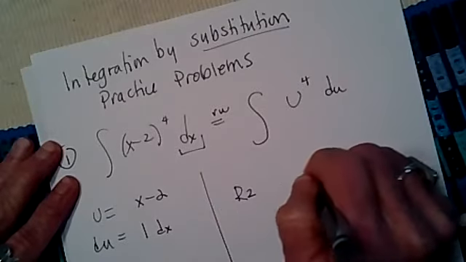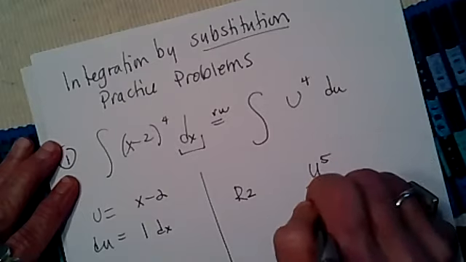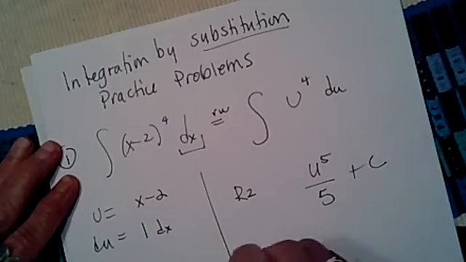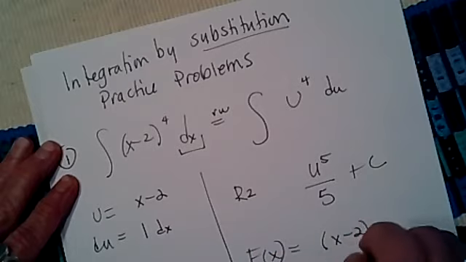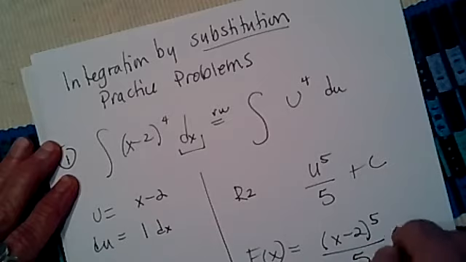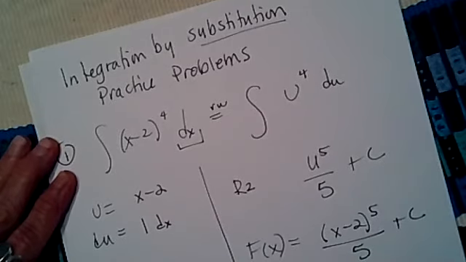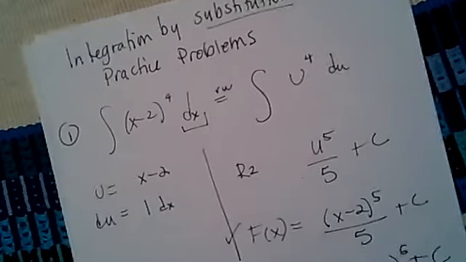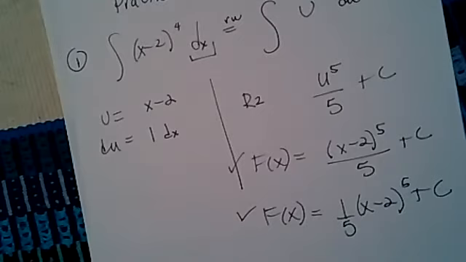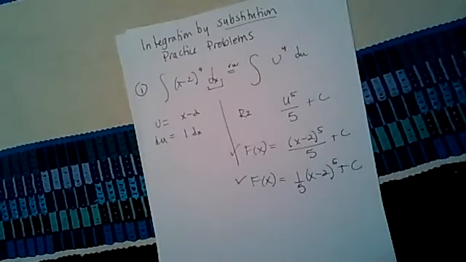So that's going to be u to the 5th over 5 plus c. And then when we put it back in terms of x, it's x minus 2 to the 5th over 5 plus c. And some people write it like this: 1/5 times x minus 2 to the 5th plus c. Either of those is fine. I don't know, somehow this got away from me. So, okay. All right, so looking at the next problems.